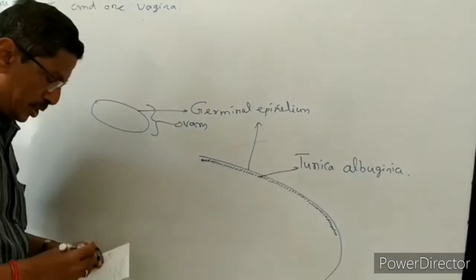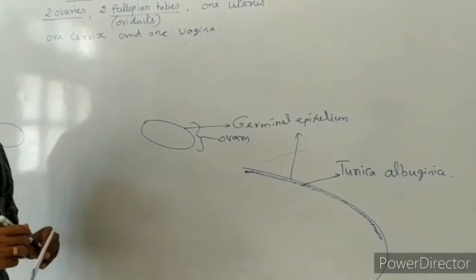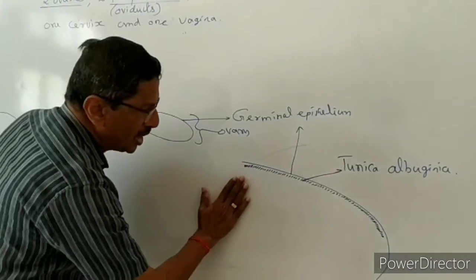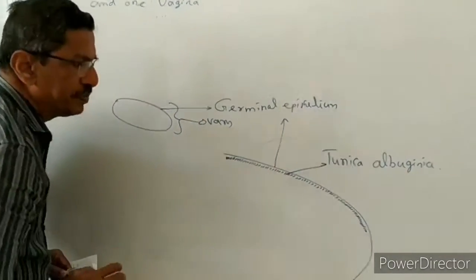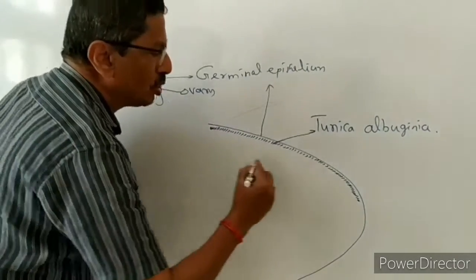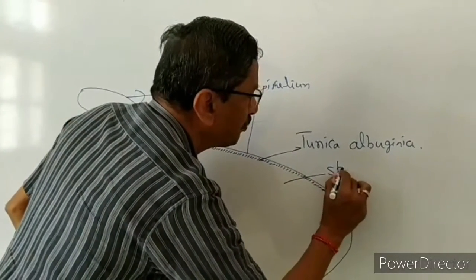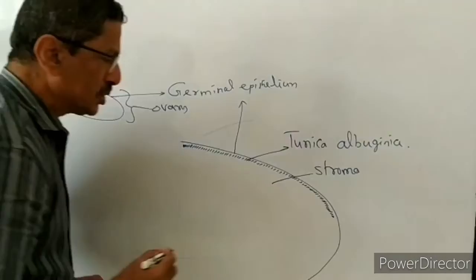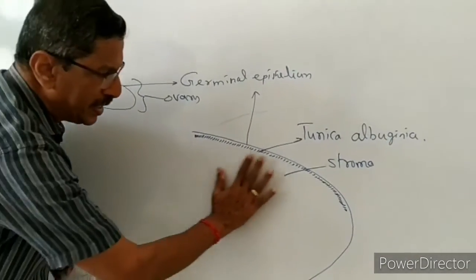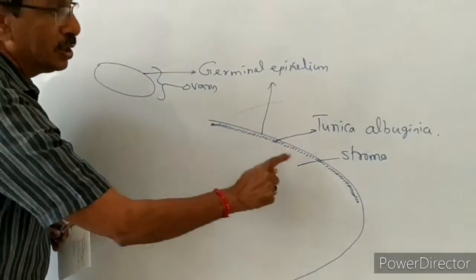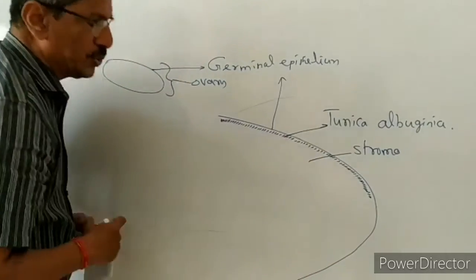It is called tunica albuginea. Then below the tunica albuginea, there is a big space. The entire region is called stroma. The complete inner region is called stroma. Now the tunica albuginea is coming here also.